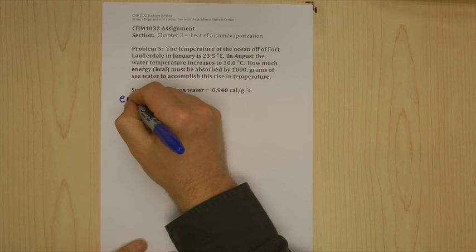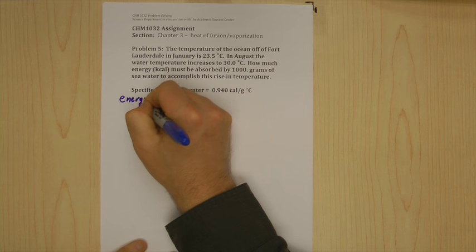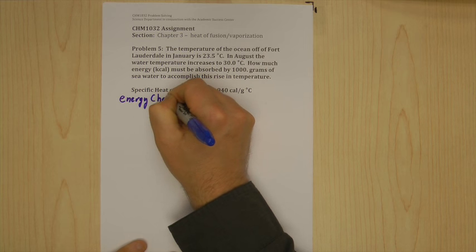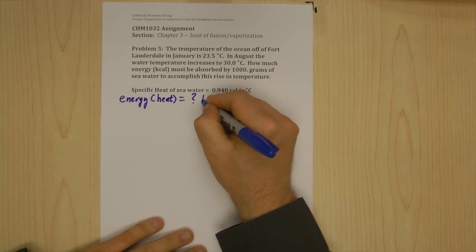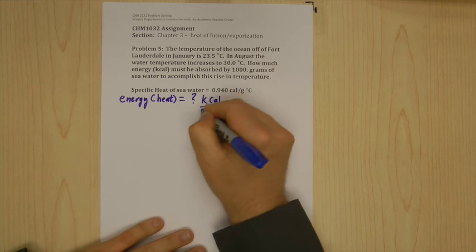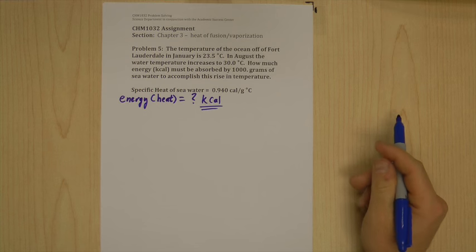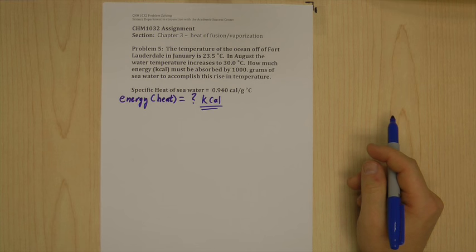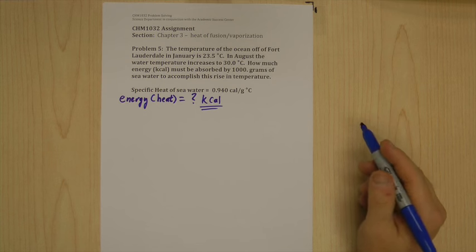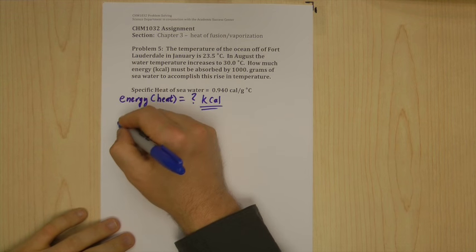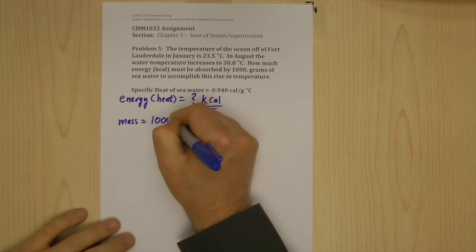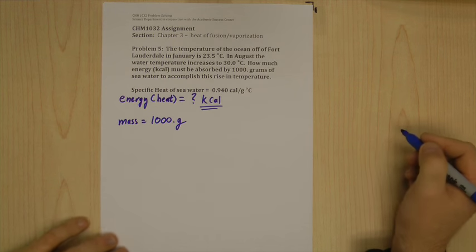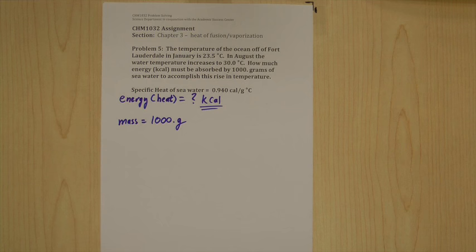So that's, you can read that as heat. How much heat, energy, heat, equals question mark, and then put the unit, kcal. We want to be in kcals at the end. How much energy in kcals must be absorbed by 1,000 grams? So mass equals 1,000 grams. That's how much we're going to heat the water up. I'm going to heat 1,000 grams of water up.